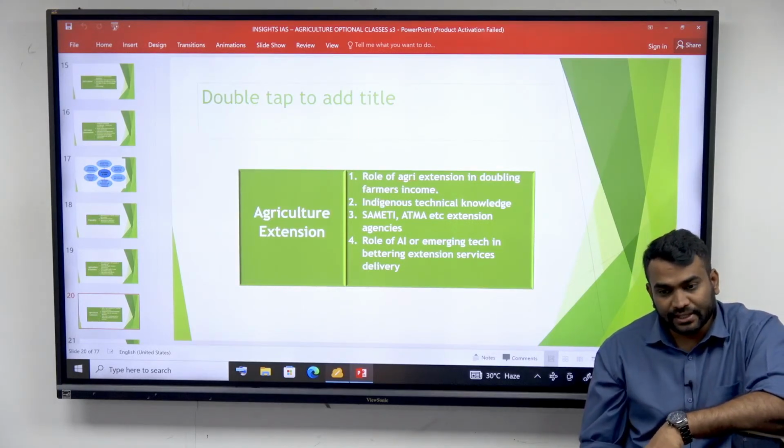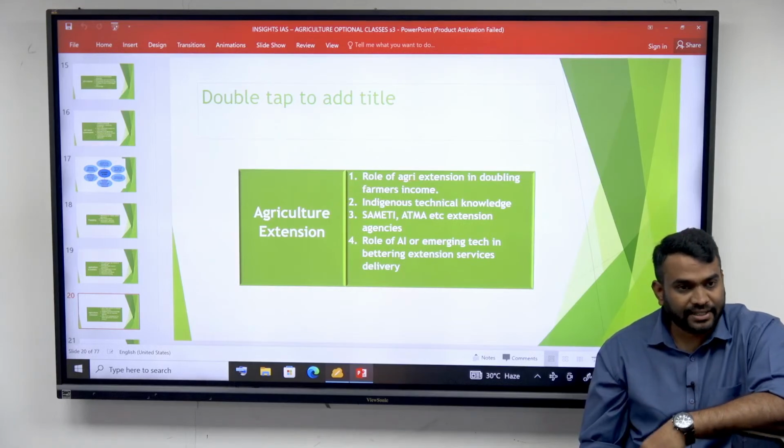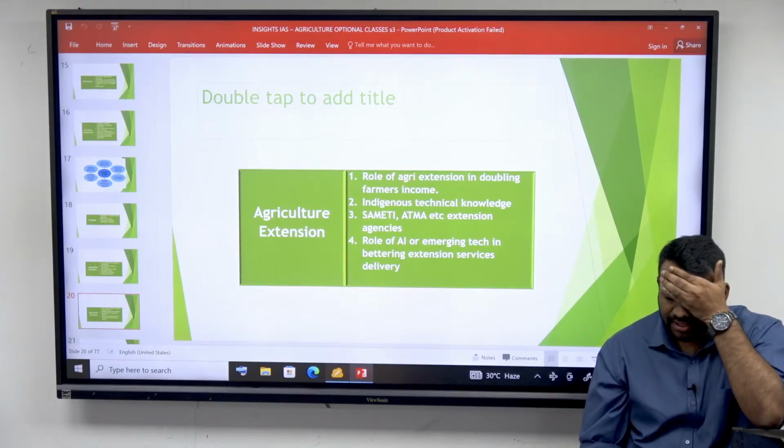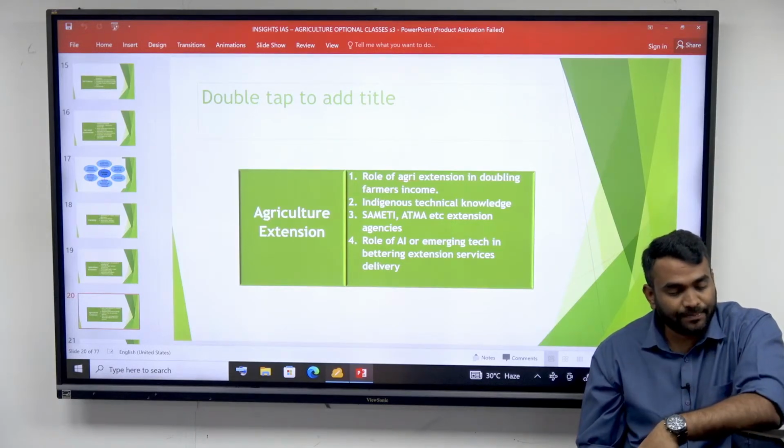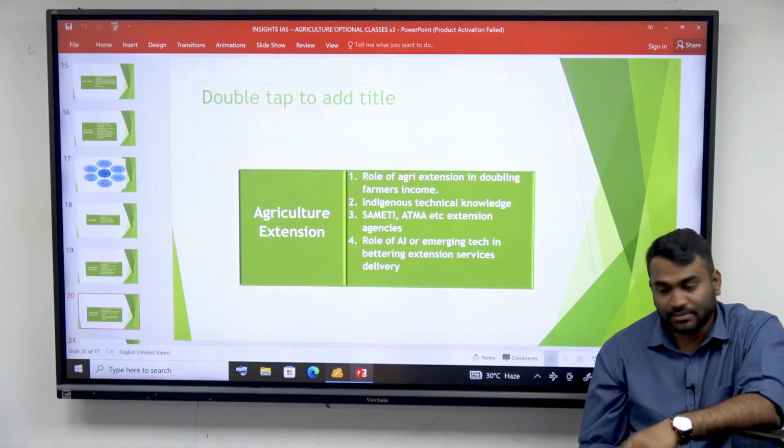Next one is indigenous technology knowledge, the ITK. So the production of this ITK, correct? And also what are these ITKs and what is the use of ITK in spreading extension services. That is one.